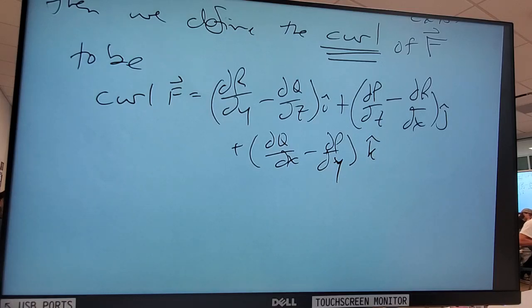When I say the word curl, what do you think? Yeah, everybody's doing something like this, yes? So it inherently has some kind of rotation, and that was thrown around. They wanted to call it the rot of F, and they thought, no, it's not really rotation. It's a little different from that. So, okay.